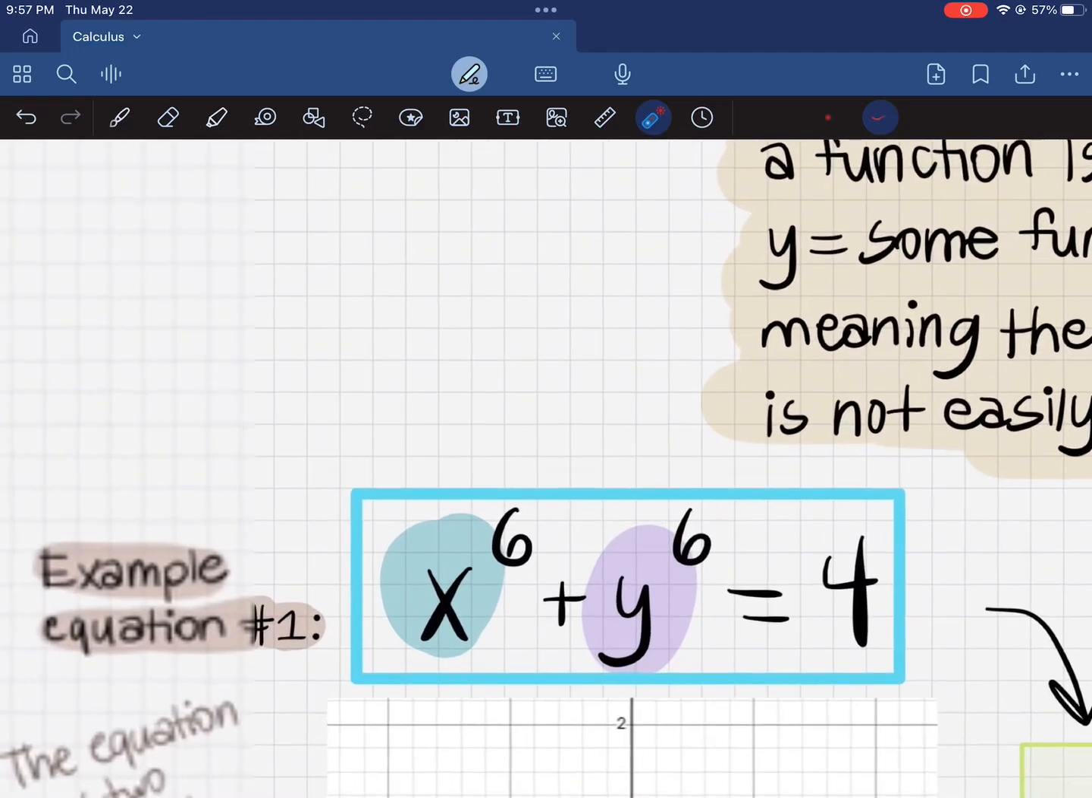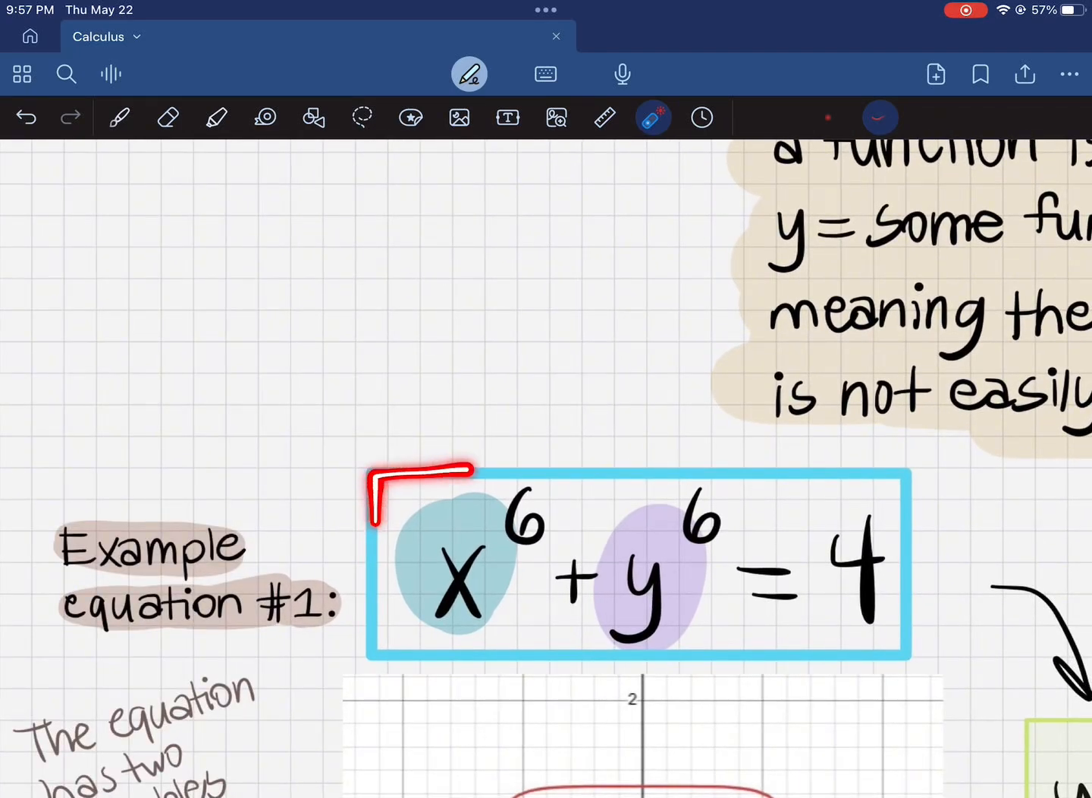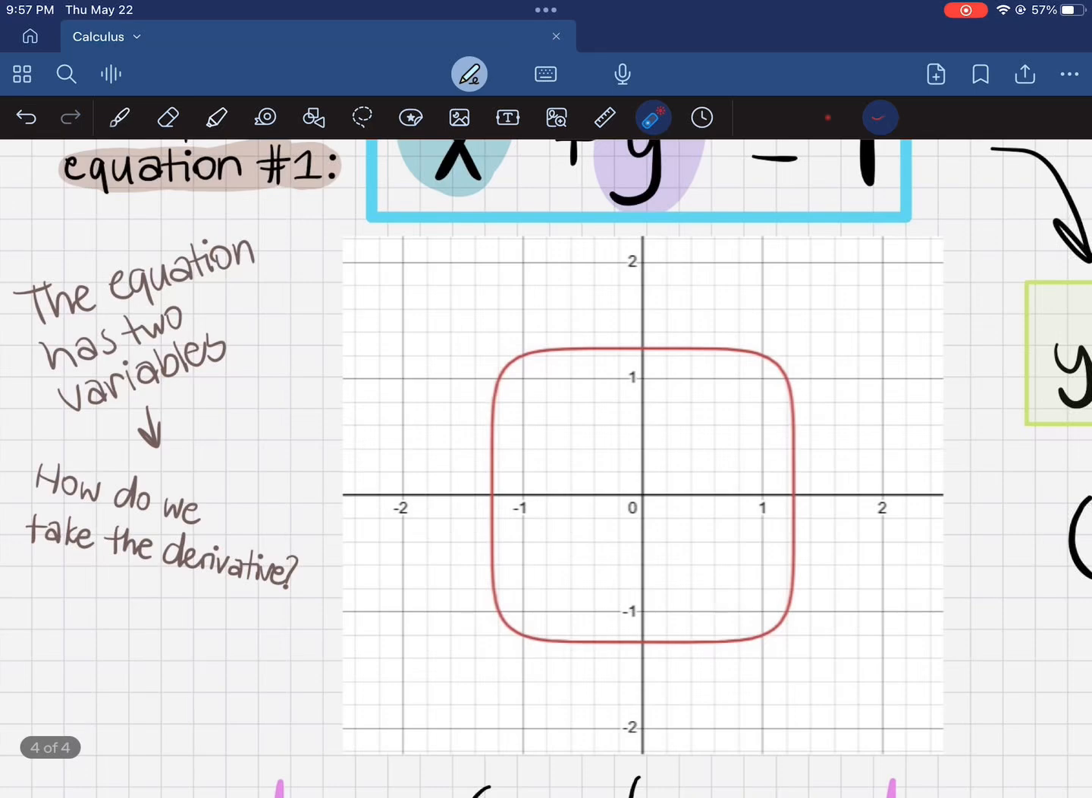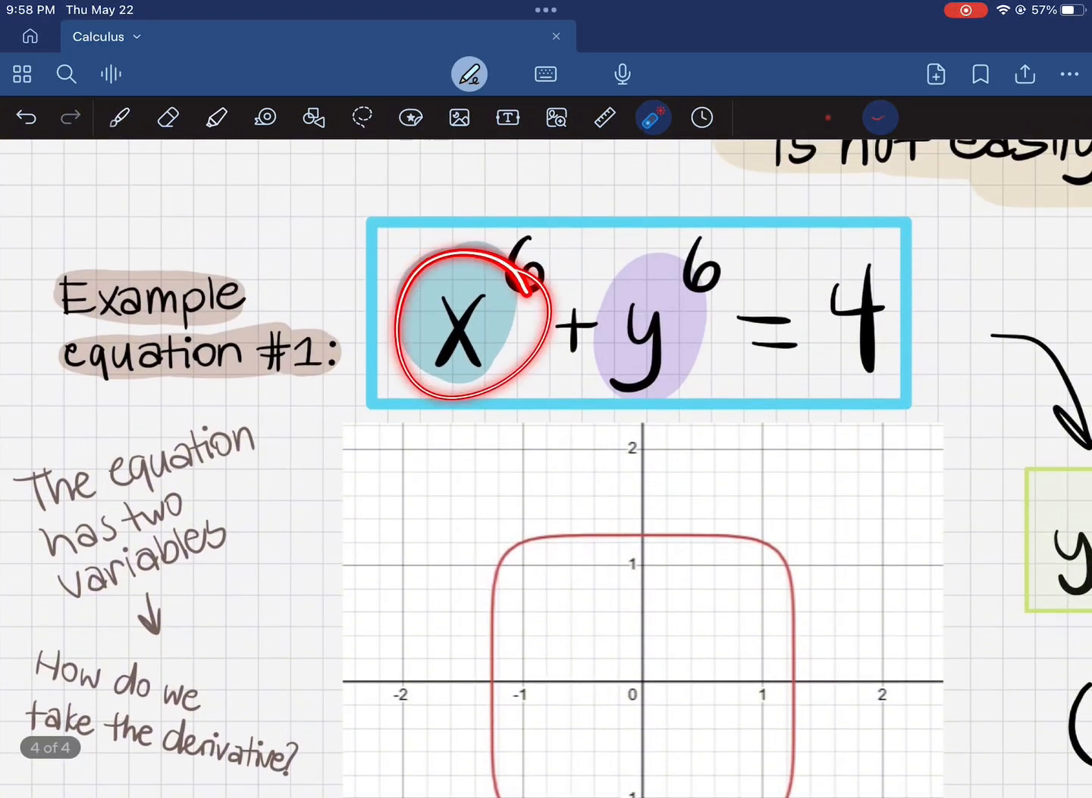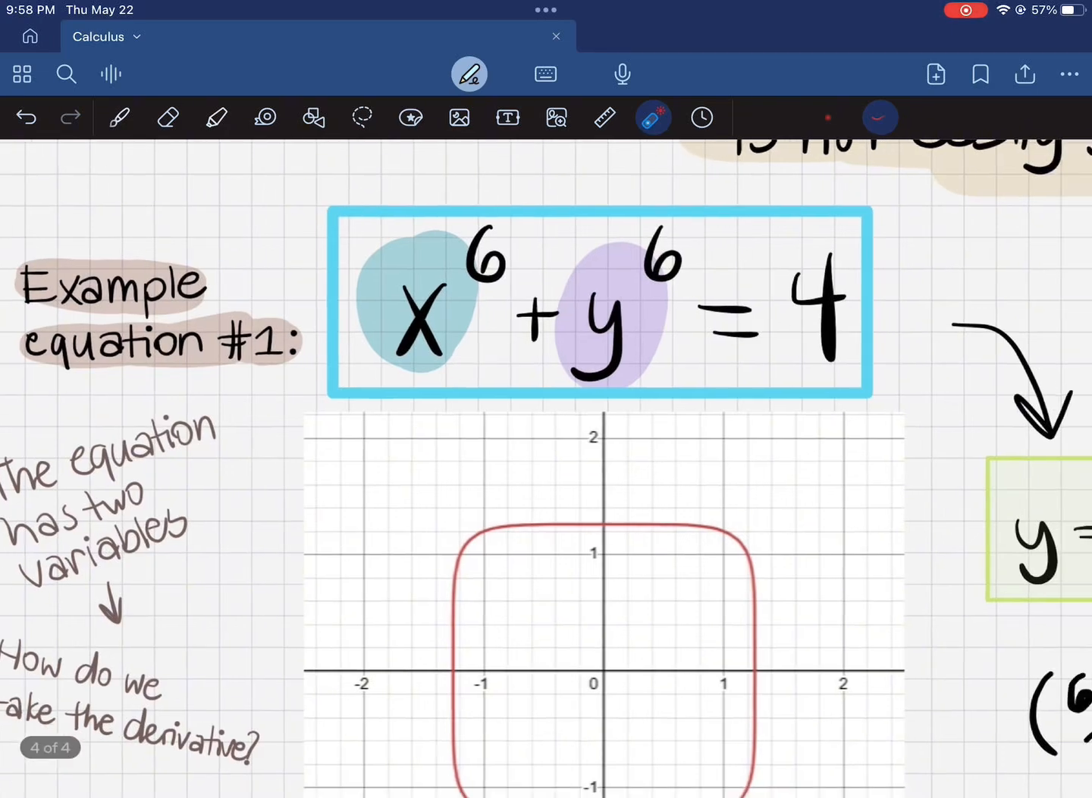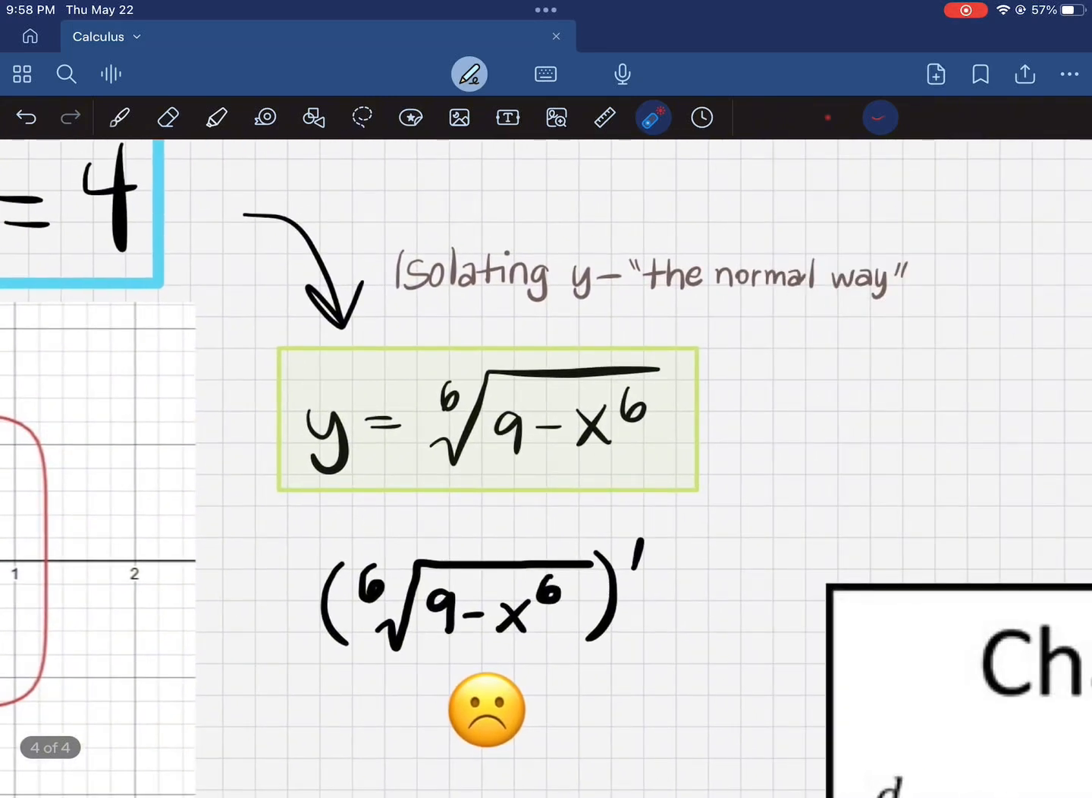Let's take the equation x to the sixth power plus y to the sixth power equals 4, for example, which is the equation for this weird rounded square shape with its center at the origin. As you can see, this equation has two variables, x and y, both on the same side of the equation. So y isn't neatly isolated on one side. And while yes, we could isolate y and find the derivative as we normally would, this might be challenging, time-consuming, or in some cases, impossible.